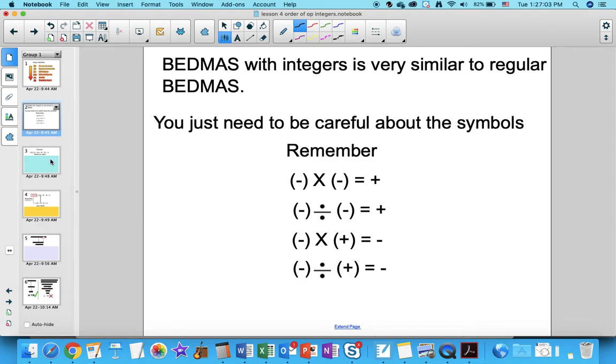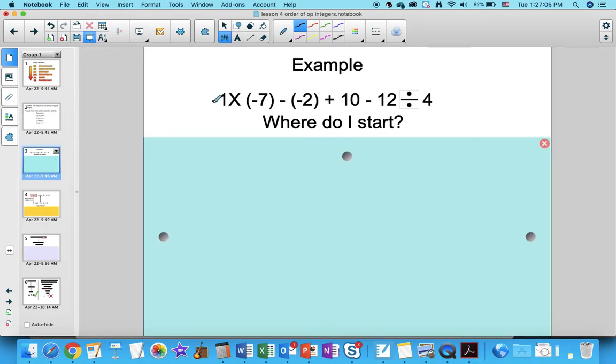relatively easy. So an example here would be negative 1 times negative 7 minus negative 2 plus 10 minus 12 divided by 4. That looks really hard, right? Well, we're going to follow BEDMAS. Now, there are certain exceptions to BEDMAS, and you should know BEDMAS by now. You should know BEDMAS, because we've done this in grades 6, 7, and 8, right?